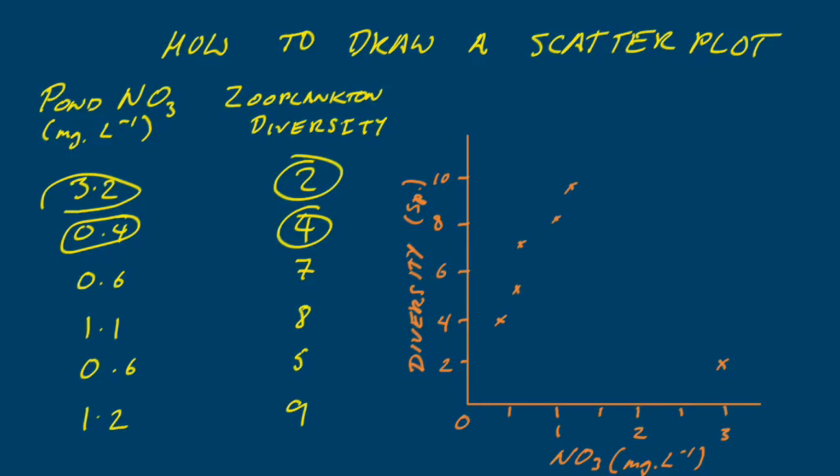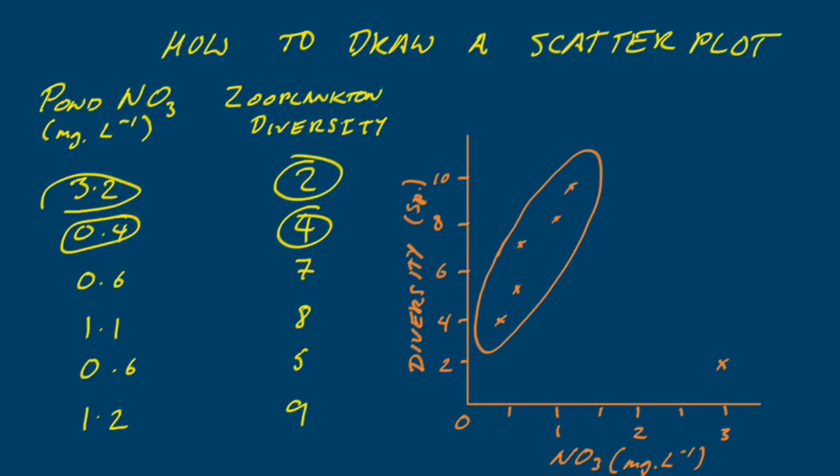So now we've got our scatter plot, and you can just look at that and you can see that there are some important patterns going on here. First of all, it looks like for low values of nitrate at least, increasing the amount of nitrate in the water is associated with an increase in the number of zooplankton species in the sample. We don't know if the nitrate is causing the number of zooplankton species, but it certainly seems to be associated with it in some way.